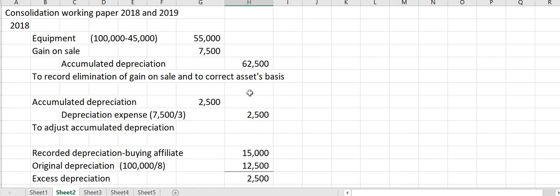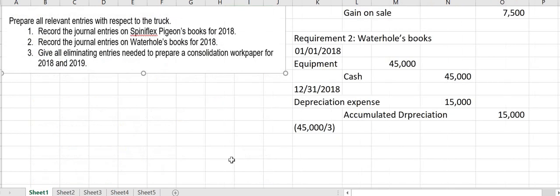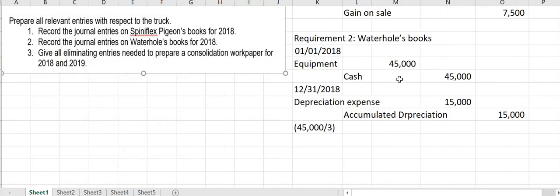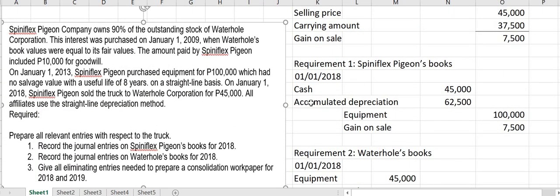Our first entry would be to eliminate the gain on sale and to correct the asset's basis. Since the original cost of the equipment is 100,000, and in the books of the buying affiliate it recorded the equipment at 45,000, to bring it back to its cost of 100,000 we'll debit equipment for 55,000. Then to eliminate the gain, we'll debit gain on sale for 7,500, and then credit accumulated depreciation for 62,500, the amount we debited in the books of the selling affiliate on the date of sale.